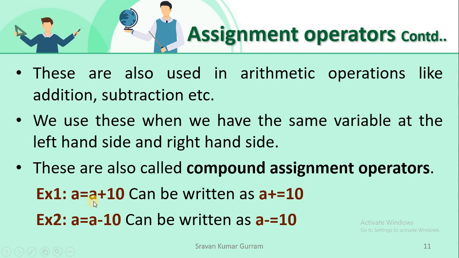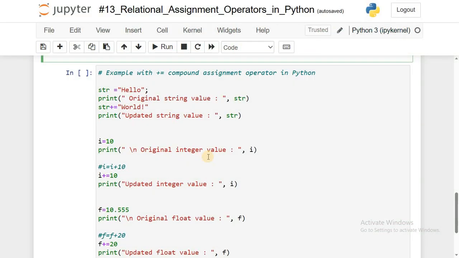But the rule is whenever you have the same variable at the right hand side of the assignment operator and at the left hand side of the operator, then only we can implement this type of compound assignment operators. If you take A assignment A minus 10, this can be written as A minus assignment 10. Now let us try to implement these compound assignment operators. In this case, I am implementing plus assignment compound assignment operator.